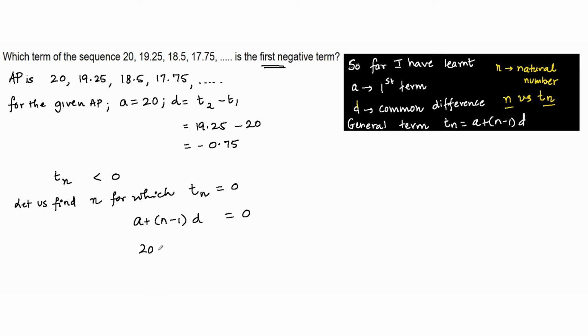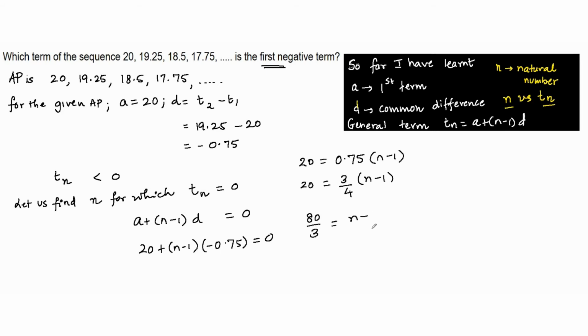Now a is 20, plus n minus 1 times minus 0.75 is equal to 0, which means 20 is equal to 0.75 times n minus 1, and therefore 20 is equal to, 0.75 is 3 by 4, times n minus 1, which means 80 upon 3 is equal to n minus 1, and therefore n is equal to 83 upon 3, and therefore n is equal to 27.66, right? Which means that the 27.66th term of this AP is equal to 0.